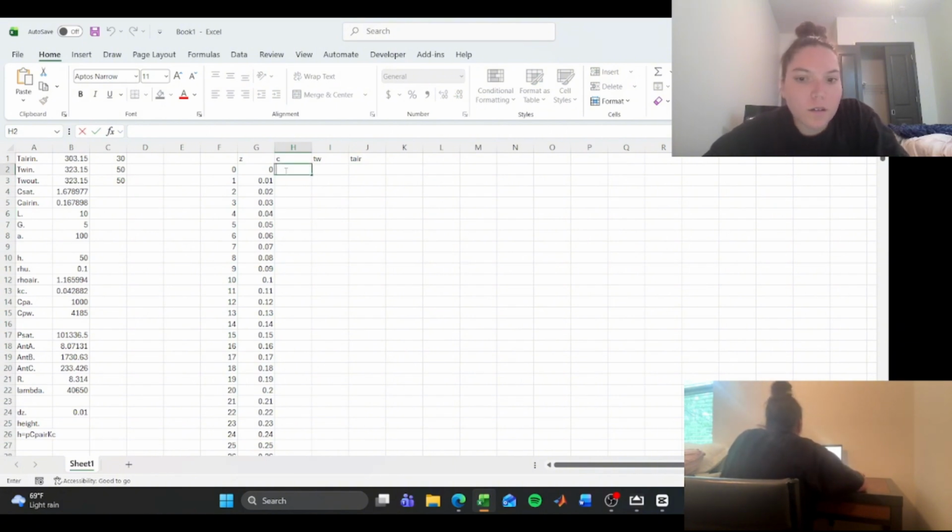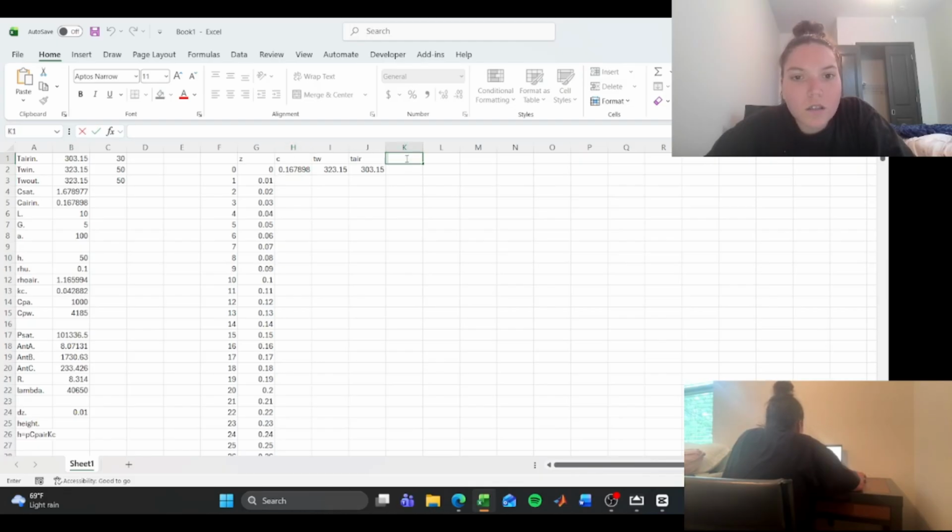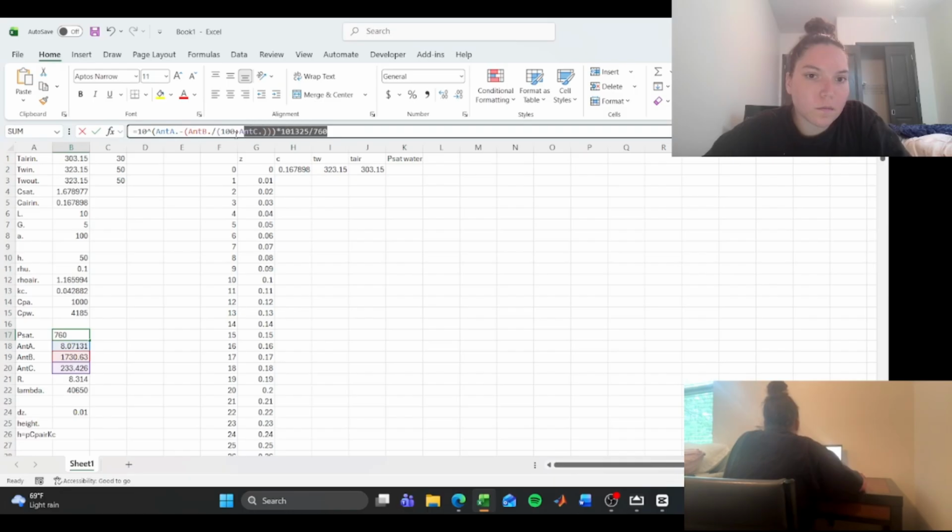So this is going to be concentration of air in. This is going to be T water out. And then this is going to be T air in. Okay. And then we need E sat water. So this is going to be the Antoine equation.